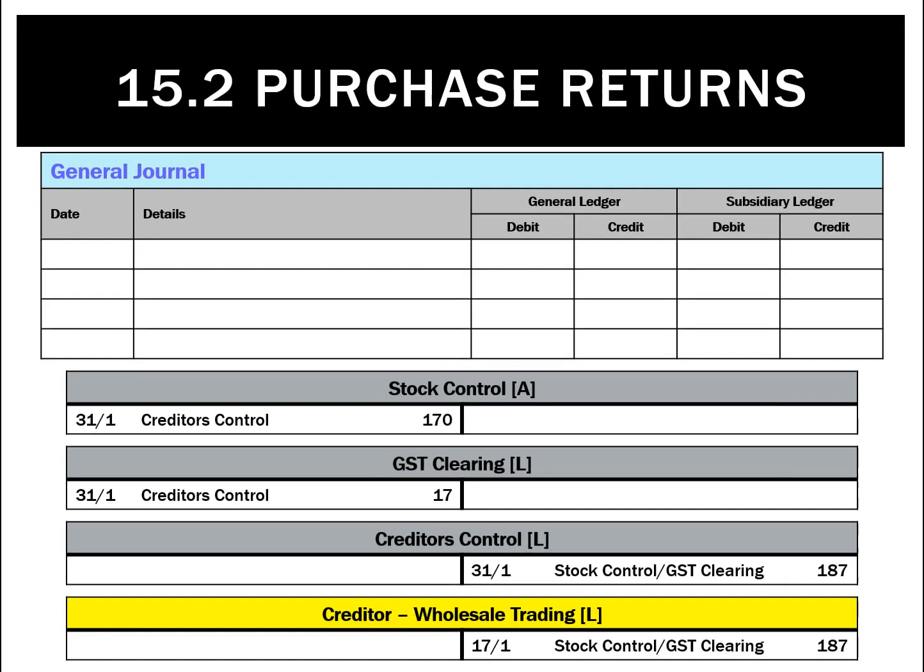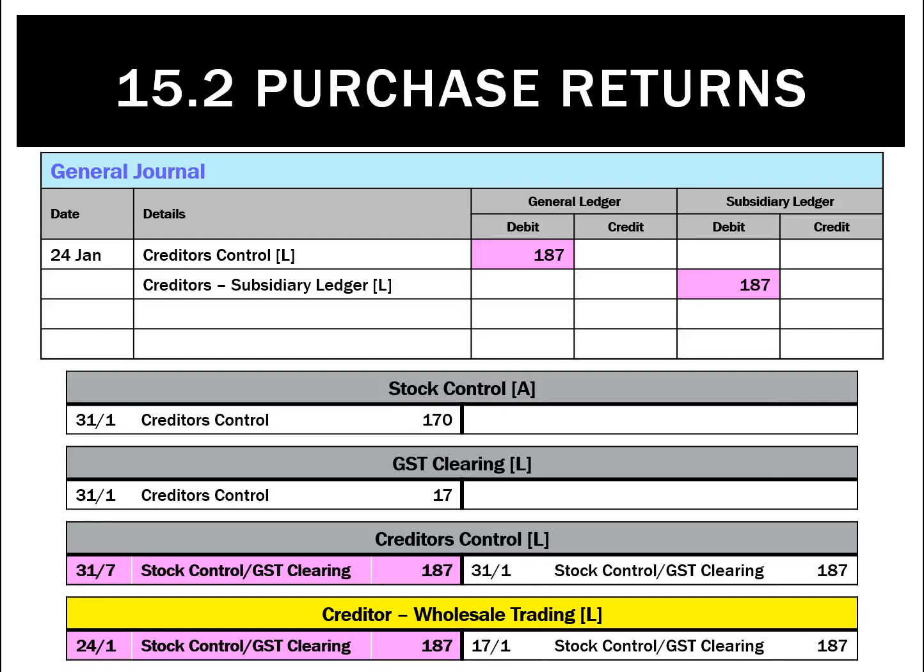So we learned in the previous video that we do all this in the general journal. So just to go through what that looks like as entries here, we've got the date, so the actual date. We've got the creditors control account being debited, and therefore an entry needs to be made in the subsidiary ledger, so whatever the name of the business is, in this case Wholesale Trading. And then we offset that with a credit into stock control and a credit into GST clearing.